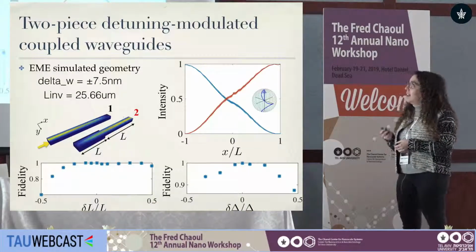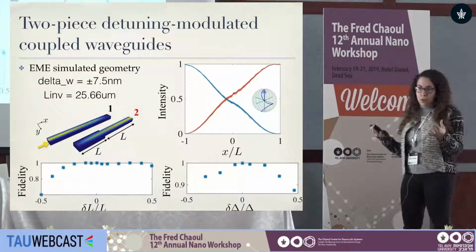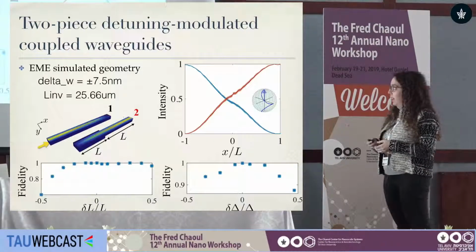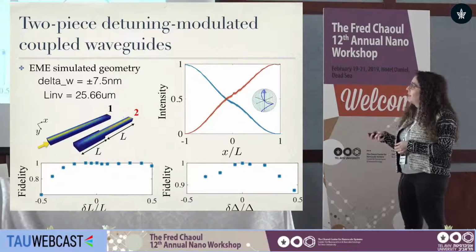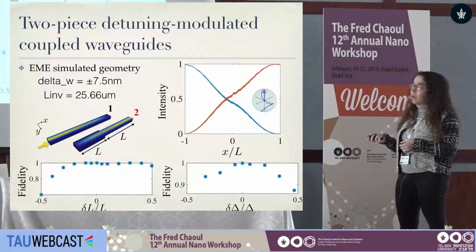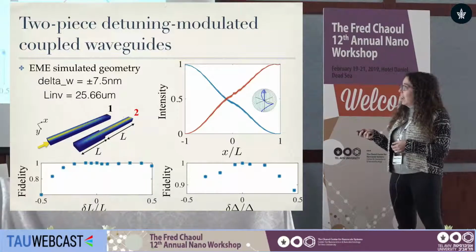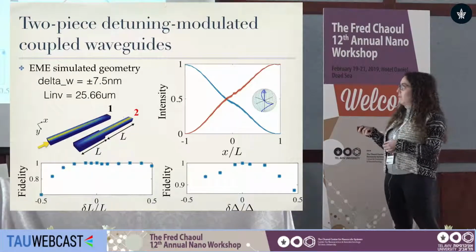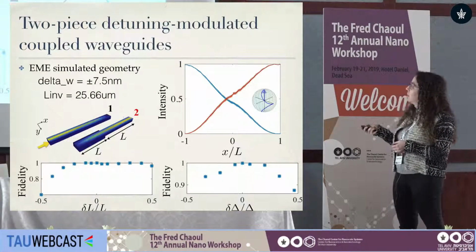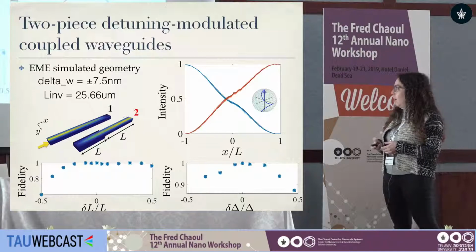And by calculating the detunings that we wanted to use to achieve this complete light transfer, I saw that the difference in the widths between the first and the second waveguide should be symmetric, plus 7.5 nanometers and minus 7.5 nanometers on the other side. You can see there's complete light switching after the propagation distance.